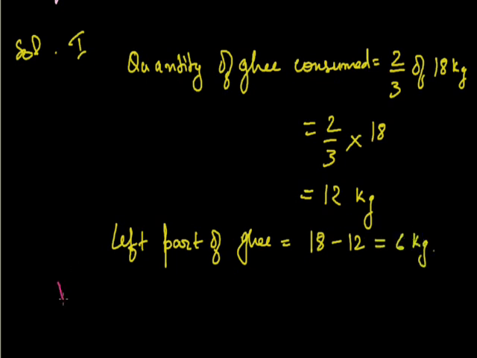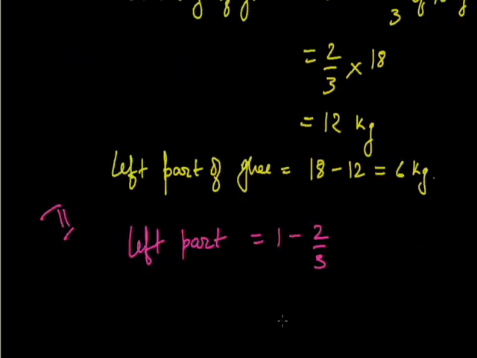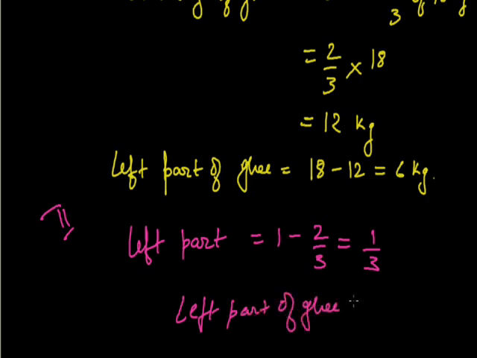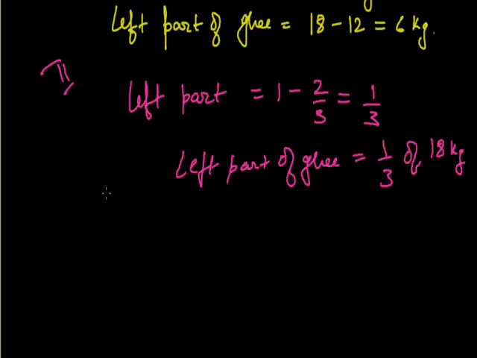The second way of doing this question is, we know that 2/3 part of the ghee has been consumed. So the left part will be 1 minus 2/3. That is, we have subtracted the 2/3 part from the whole, that is from 1, which will be equal to 1/3. Now this is the left part, so we can write the left part of ghee will be 1/3 of 18 kg, which will again be equal to 6 kg.